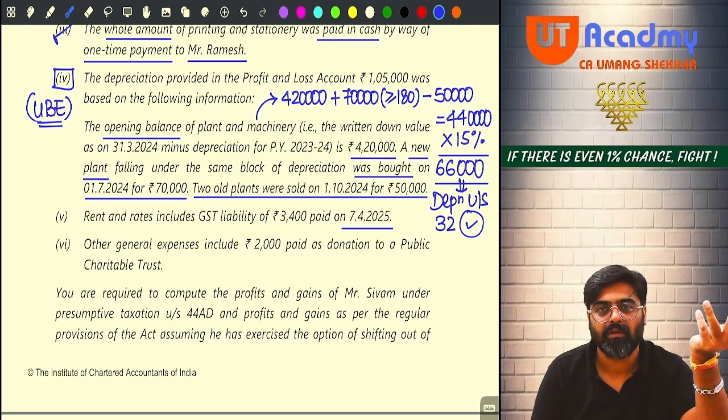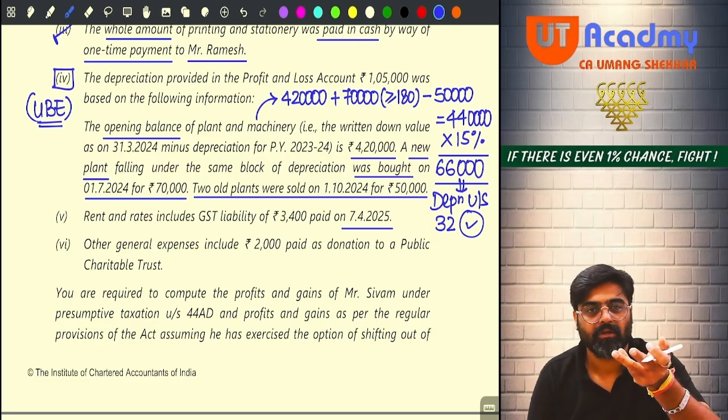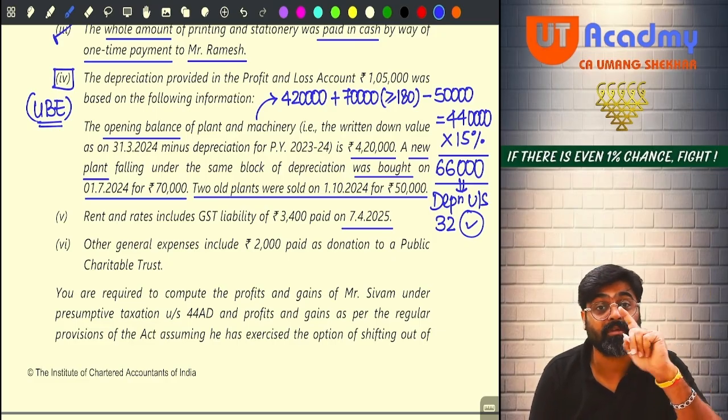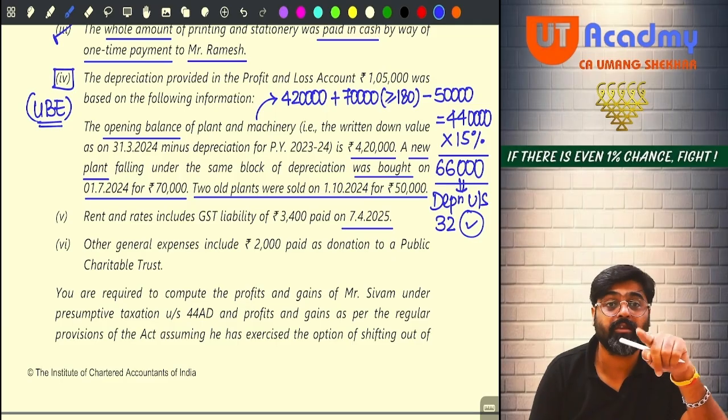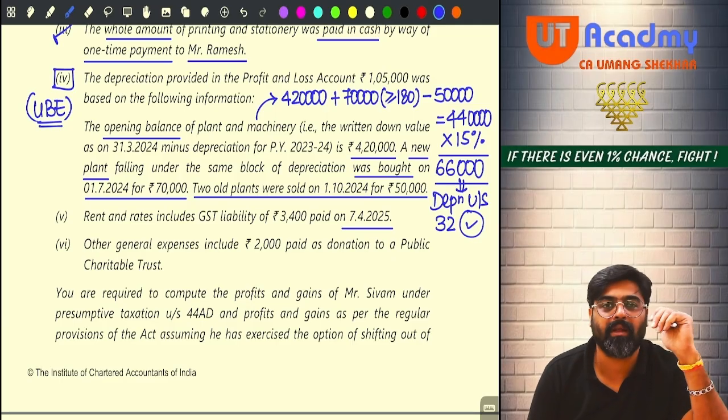Yes. Should it be allowed? Yes. But it will be allowed only on payment basis, subject to 43B. The same year this should be paid, in 24-25 only. Is it paid in the same year? No, it is paid on 7th of April. Still it will be allowed. Why?